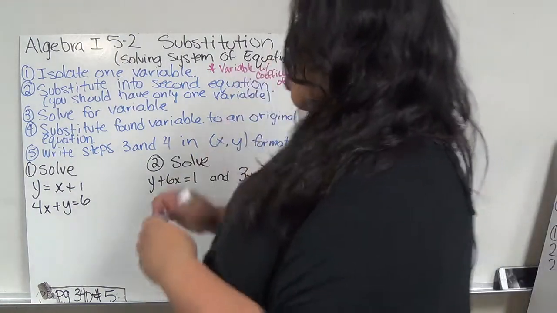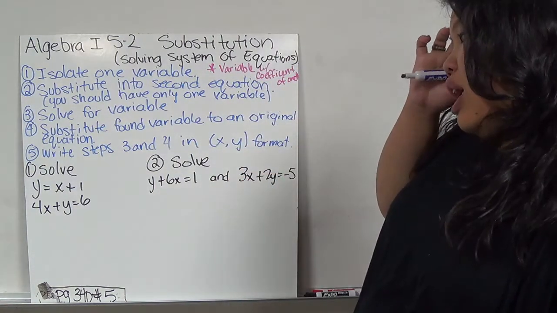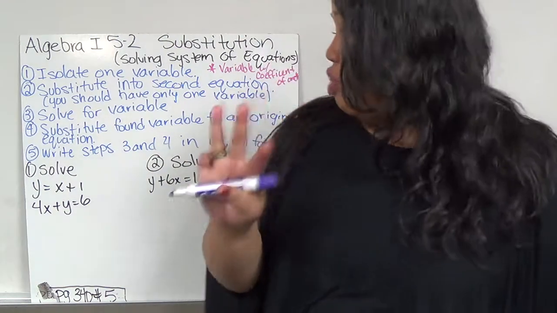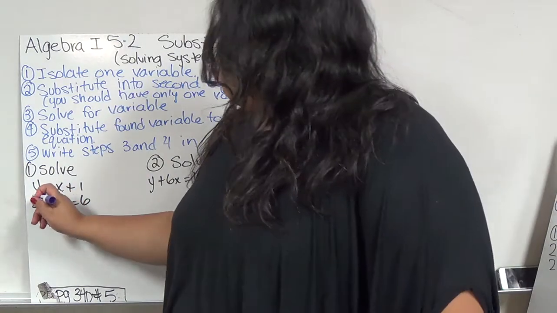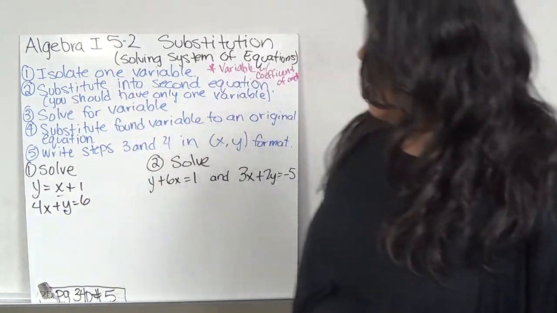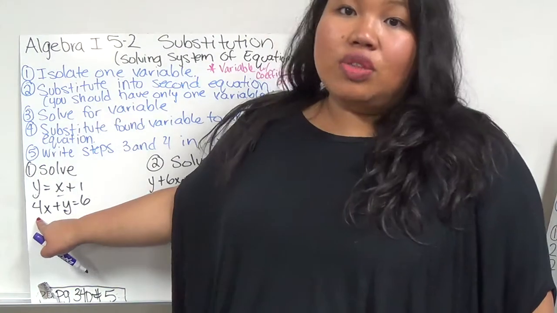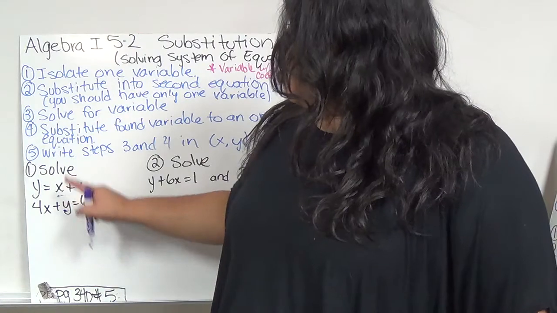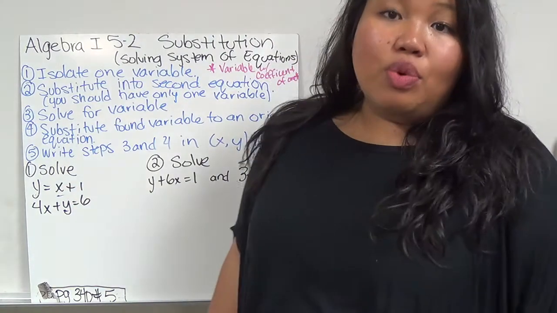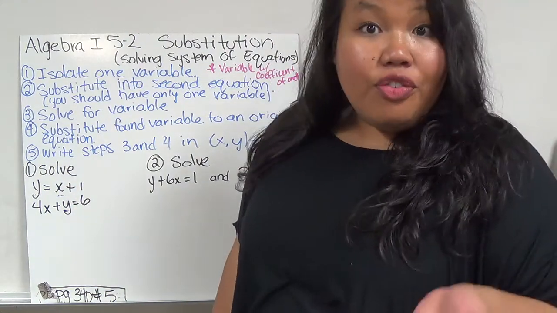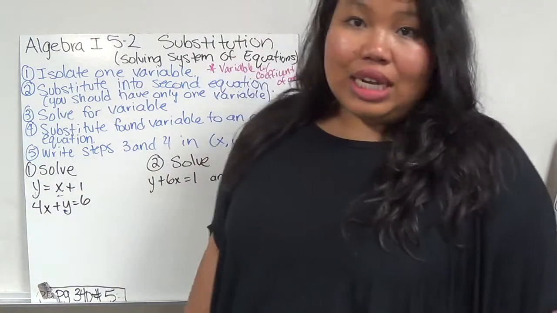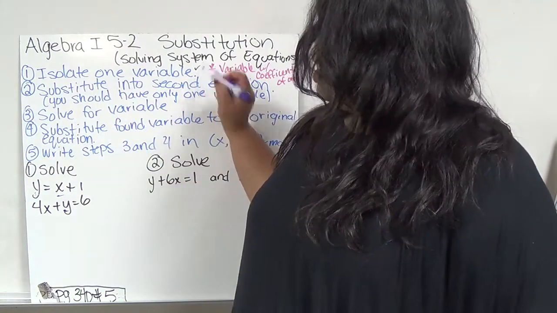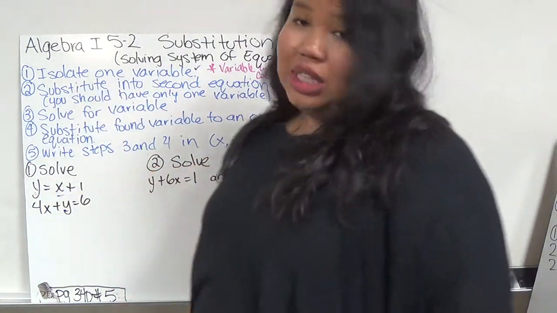Number 1 tells us to solve y equals x plus 1 and 4x plus y equals 6. Now, if I look, I have three variables that I can choose from: y, x, and y. This one has a 4 in front of it, so it does not meet my requirements. So I can do either one of these. What I'm going to do is isolate it, but fortunately, y is already isolated. It's by itself. So I've already got step 1 down. Isolate one variable, check. We've isolated y.